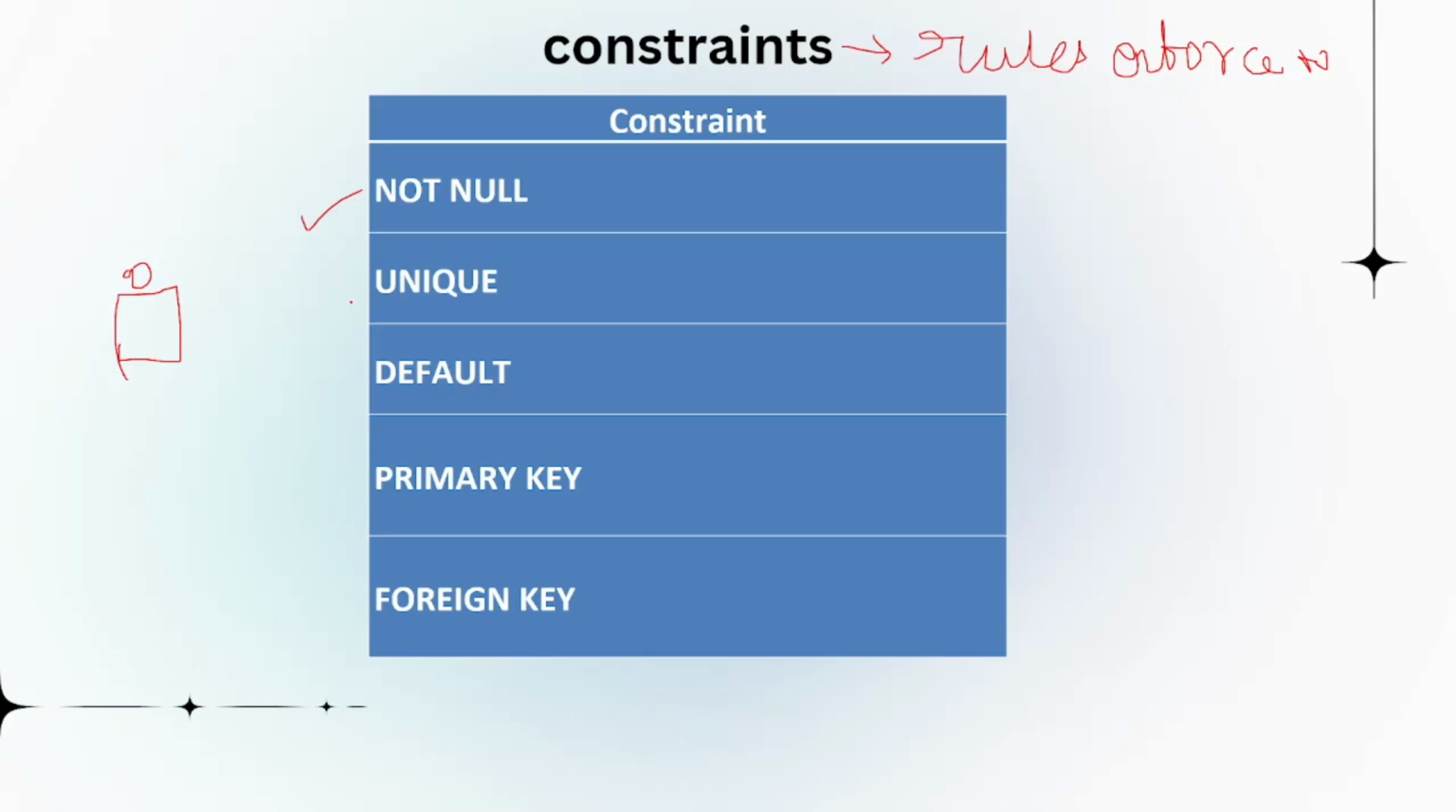And next one is unique. What is the meaning of unique? All the values should have a unique value. You cannot give, for example, if I'm giving the roll number as 101, again the second roll number also if I'm giving 101, that is not correct. It should be a unique value. You have to give a different value only.